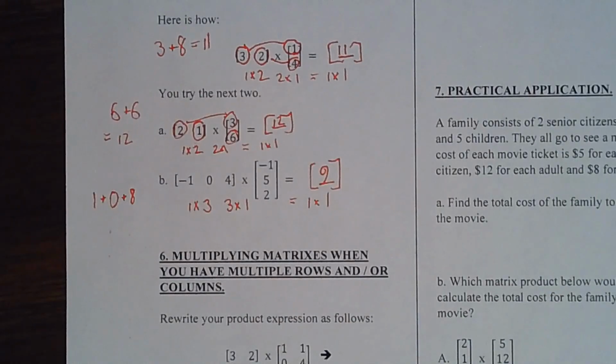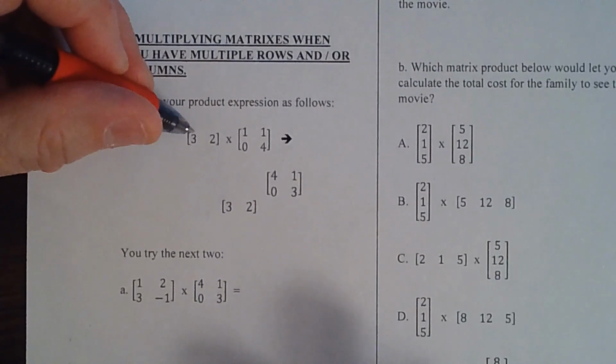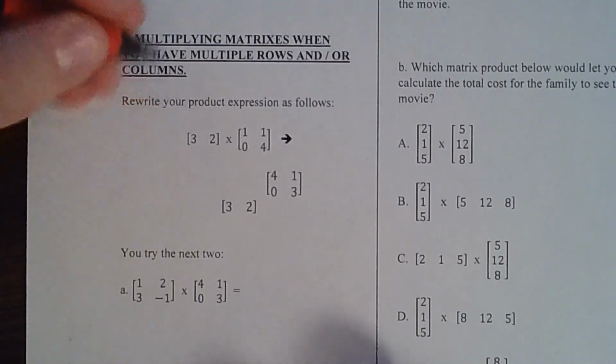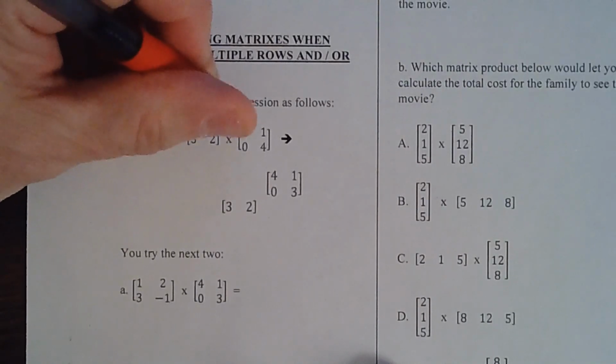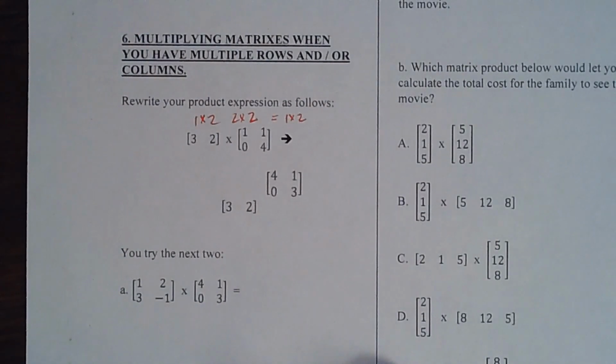All right, section 6 now. Multiplying matrices when you have multiple rows and/or columns. First, we're going to just take a quick look at what we have here. We have a 1 by 2 times a 2 by 2. Now this one here is going to give us a 1 by 2 as an answer.